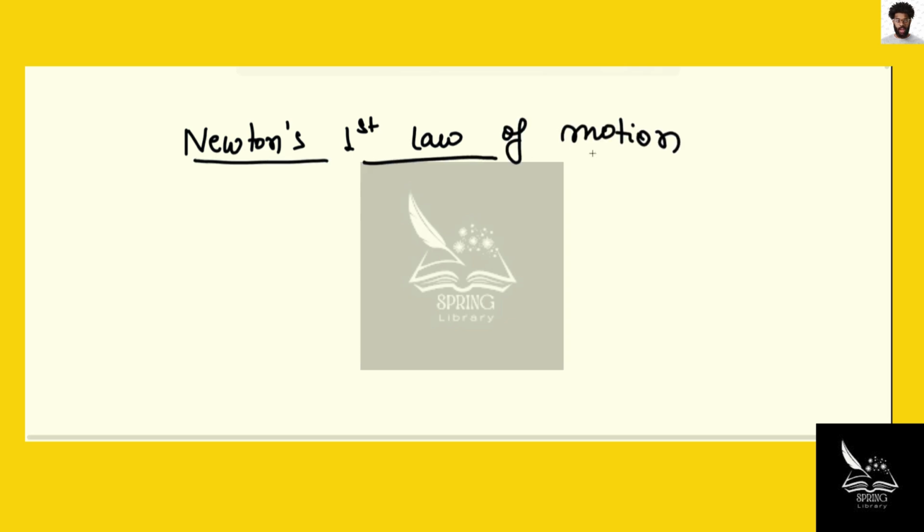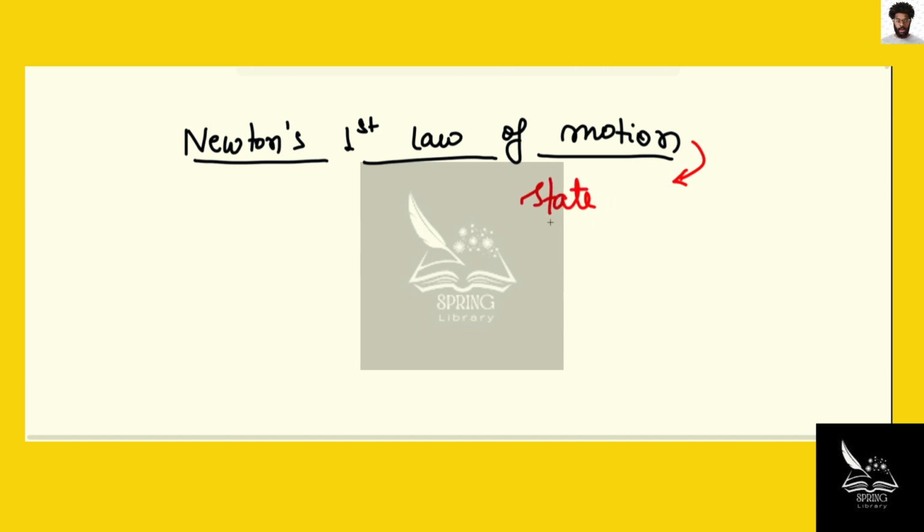In this problem, we have to explain in detail all about Newton's first law of motion. This law of motion is also called the law of inertia, which is basically the tendency of an object to maintain its state. So this law explains all about the tendency to maintain the state of an object.